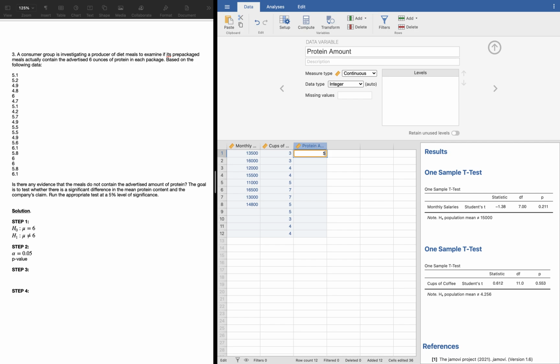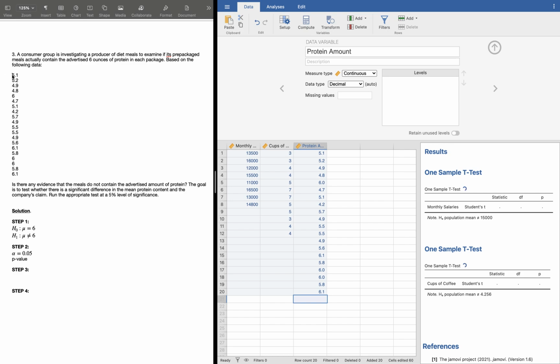Let's see. So 5.1, 5.2, 4.9, 4.8. Can you tell me if I got it wrong? Okay, 6, 4.7, 5.1, 4.2, 5.7, 4.9, am I right? 5.5, 5.5, 4.9, 5.6, 6.1, correct? 5.8, 6, 6, 5.8, 6.1. So there are 20 of them.